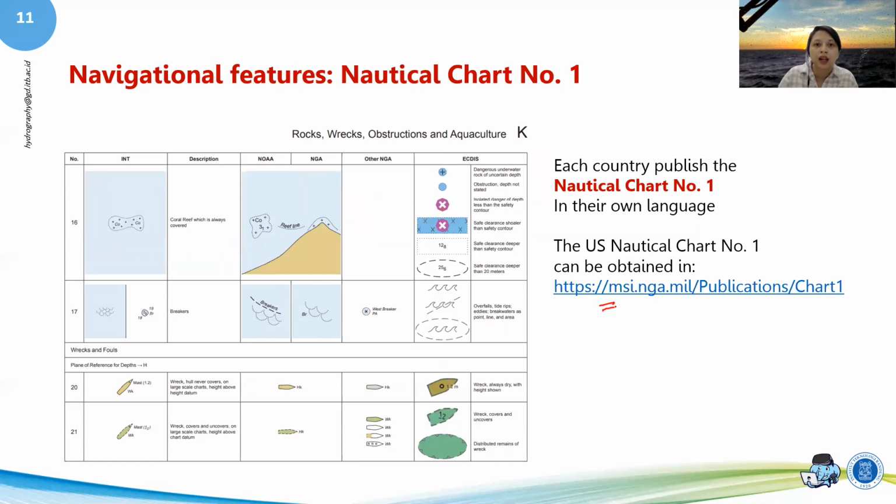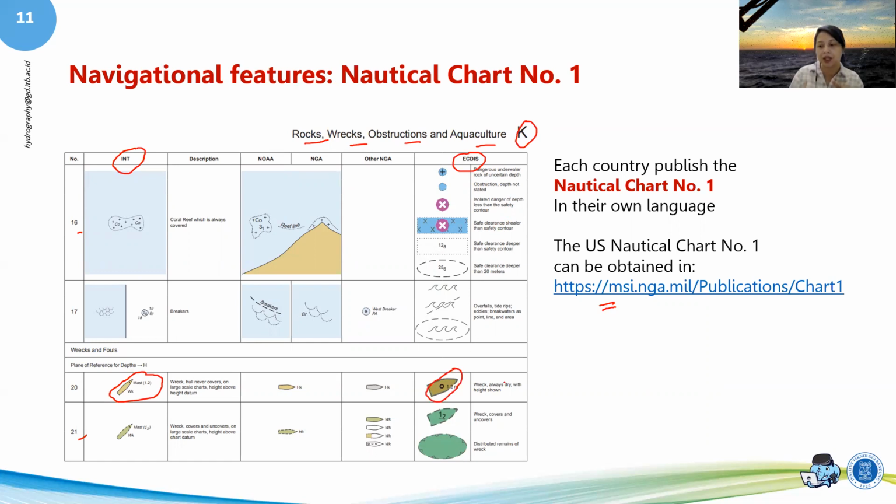Okay, so for example, you can see they've got basically an index of A, B, C, D, E, F, G until Z. So for K, for example, they're talking about rocks, wrecks, obstructions, and aquaculture. This is already number 16 and 21, but you get the idea that this is how you draw your shipwreck, for example. This is the international part, but if you're drawing it for ECDIS or for the electronic nautical chart, you draw it just like this.